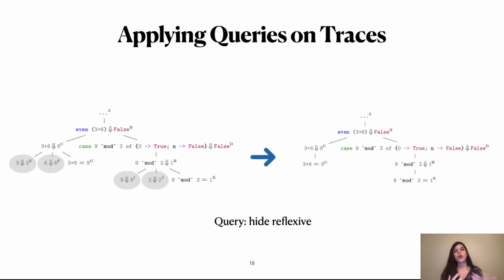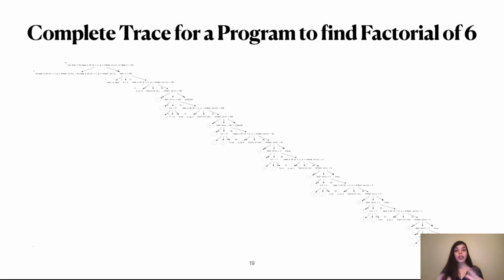Let's see how these transformations, or how explanations, are generated on a much more complicated example. Let's take a factorial example, like finding the factorial of 6. The complete trace really looks like this. That's what we said. A trace can become very huge and we want to simplify it, because if you look at this complete trace, it is really unreadable and no one can make out what is going on over here. So we want to apply some transformation on these traces to generate an explanation.